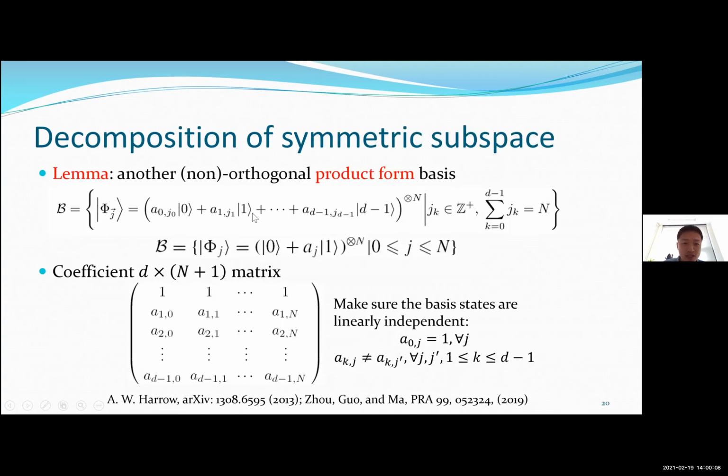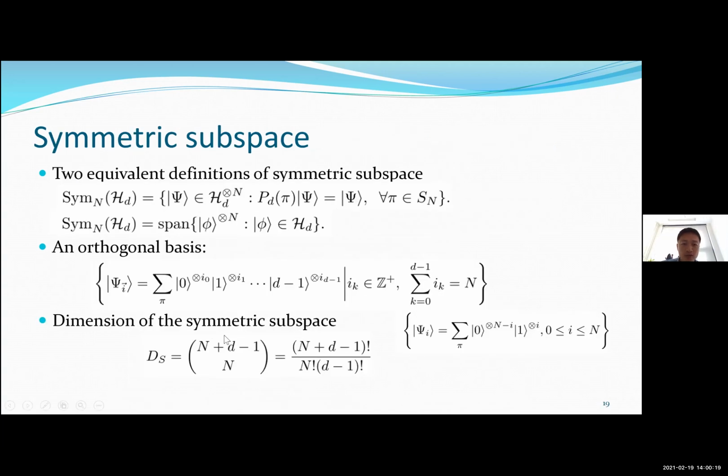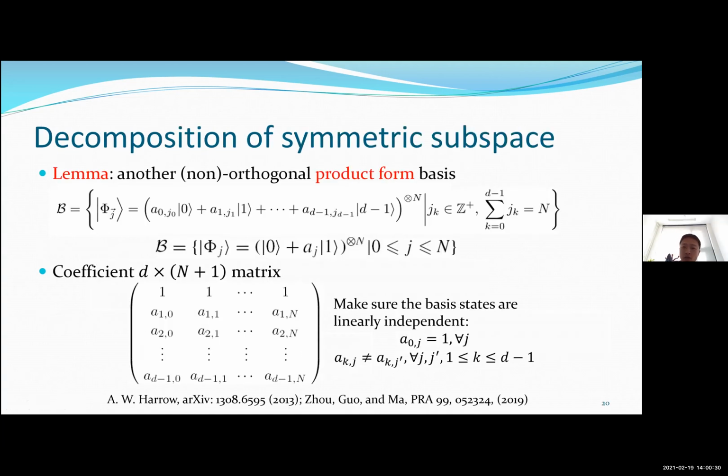So with this one, we can find so many bases, right? And from the previous slide, we already know that the dimension of the space is this large. If we can use another form to find so many linearly independent states, then that's already a non-orthogonal basis, right? So that's the basic idea of this one.